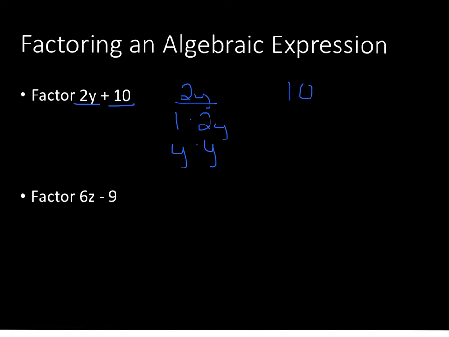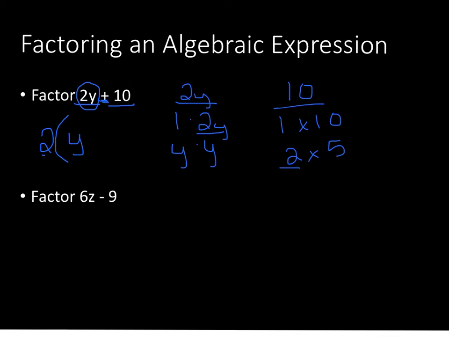And to get 10, I could do 1 times 10 or 2 times 5. So as you can see, they have this little 2 in common. So what I'm going to do is factor out my 2 and start a parentheses and say 2, this 2 times what would give me 2y? Well, 2 times y gives me 2y.